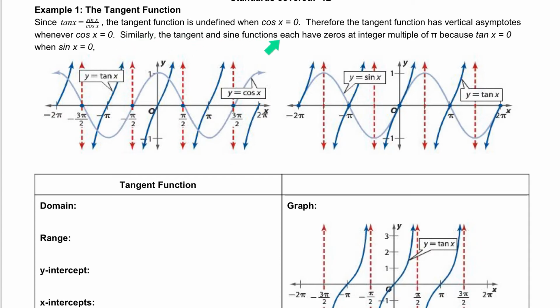Similarly, the tangent and sine functions each have zeros at integer multiples of pi because the tangent of x is equal to 0 when sine is 0. So if you think about it, if sine is 0, which is on the top of our fraction, 0 divided by anything is going to be 0. So if we take a look, here's my sine function over here in this light gray, and whenever the sine function is 0, so is the tangent function.